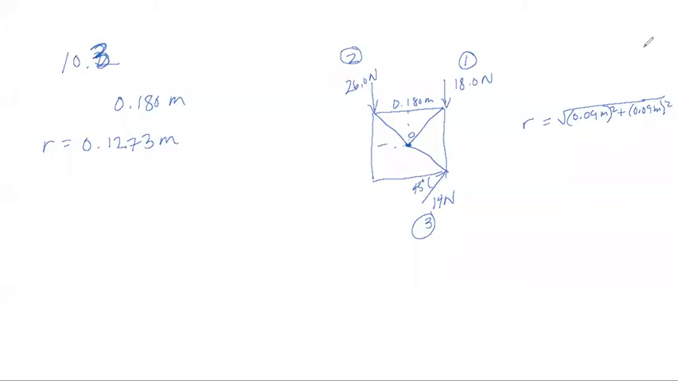All right, now we'll just start with 1, 2, and 3. So we need to find the lever arm for 1. L1 is going to be equal to R sine phi, and that's going to be equal to 0.1273 meters times sine 135.